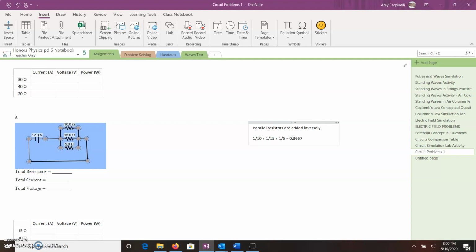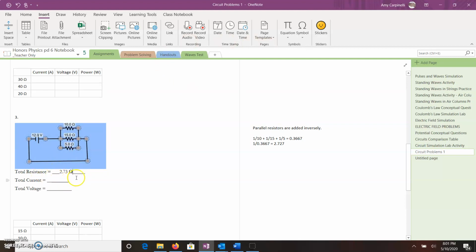an answer. That is not my resistance. My resistance is the reciprocal of that. Okay, that is equal to 0.3667. That's the reciprocal of my resistance. My overall resistance is the reciprocal of that answer. So I get 2.73. Okay, and again, that is ohms.